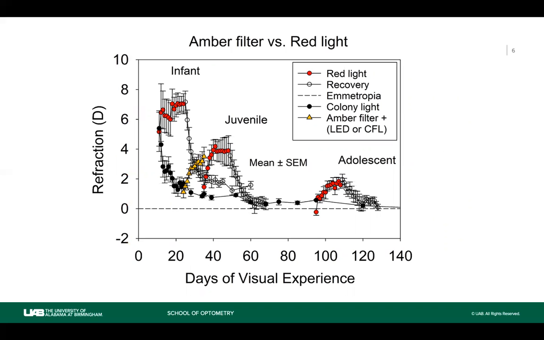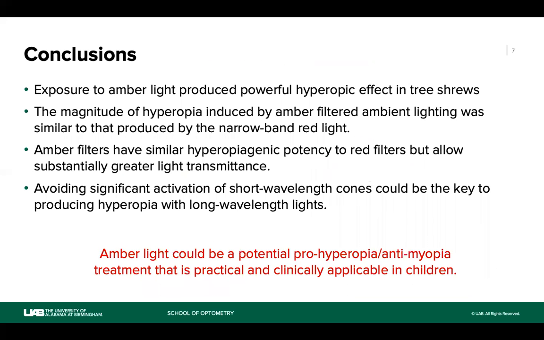In conclusion, we found that exposure to amber light produces a similar powerful hyperopic effect as that produced by the red light. Since both of these wavelength conditions do not stimulate short wavelength sensitive cones, avoiding activation of short wavelength sensitive cone could be a key to producing hyperopia with long wavelength lights. Our findings suggest that amber light could be a potential pro-hyperopia anti-myopia treatment that is practical and clinically applicable in children.